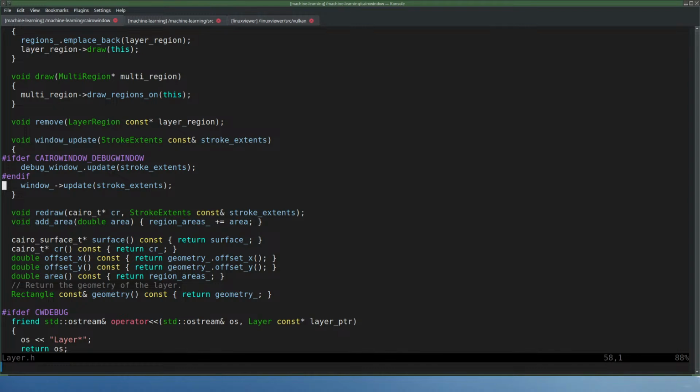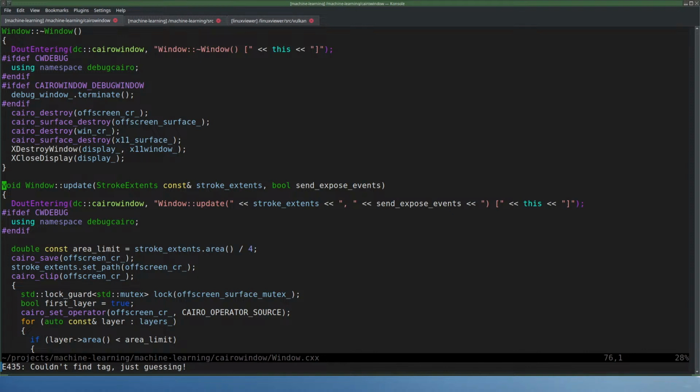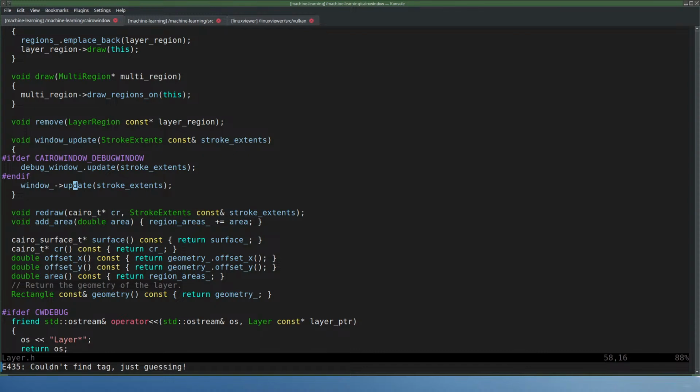I mean, I don't know. Who calls window update? Oh, this is on the layer. Yeah, well, I think I just need to pass a boolean on here. Pass it on. Adding a boolean: do update. And then we pass that on here. Not our responsibility.